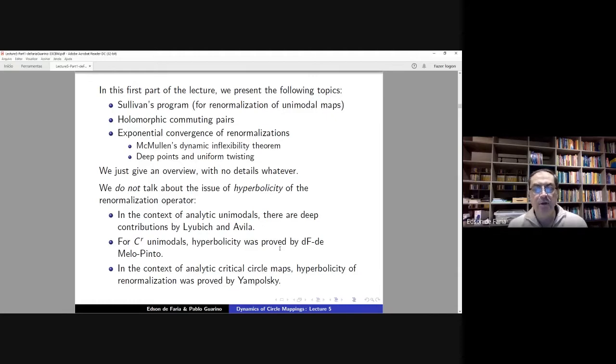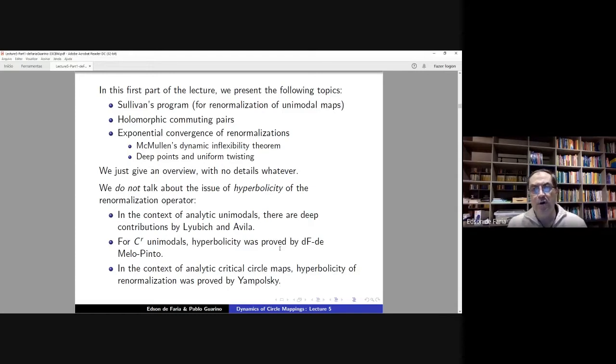But like I said, I'm not going to talk about this hyperbolicity, so you don't even need to know what I mean here. What really matters to us in this lecture is to give you an idea of how to get exponential convergence of the renormalizations. You have two critical circle maps, and you know that they are conjugate. They have the same topology. There is a conjugacy sending critical point to critical point, and you want to show that this conjugacy is C1 smooth or C1 plus alpha smooth or something like that.